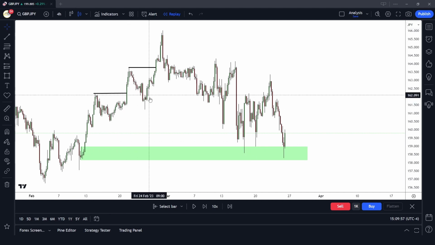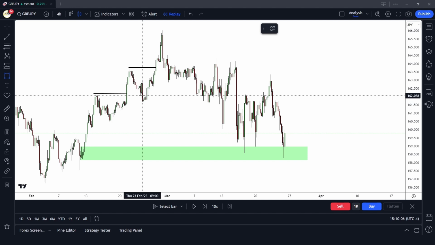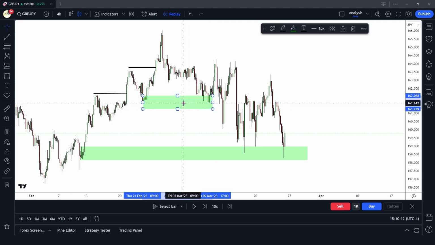So at the beginning of this structure, we can see the formation of this demand zone, and also around this area, we can see the formation of another demand zone, that is a drop base rally demand zone. So we can go ahead and mark out this demand zone on this base region. And after the formation of this demand zone, we can see the market breaks this structure, makes another higher high, and then the market goes back towards this demand zone.